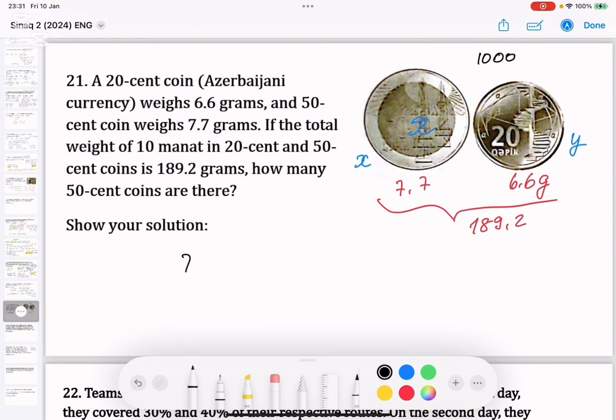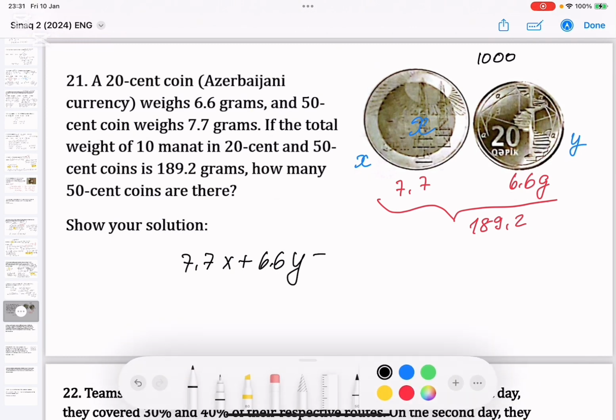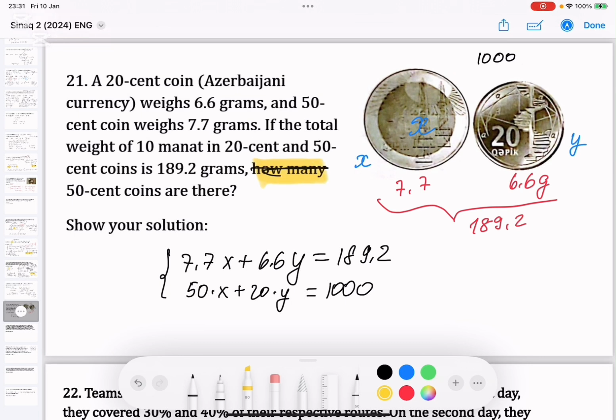So I have 7.7x plus 6.6y equals 189.2, and for the money, 50 times x plus 20 times y equals 1,000. Now I have to solve this system of equations and find how many 50-cent coins there are. So basically I have to find x.